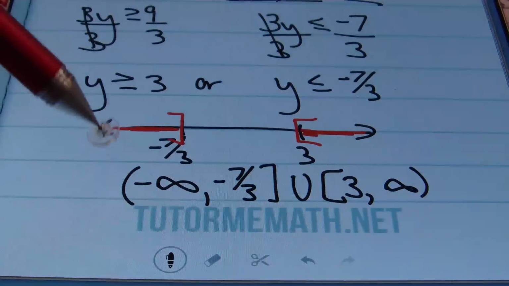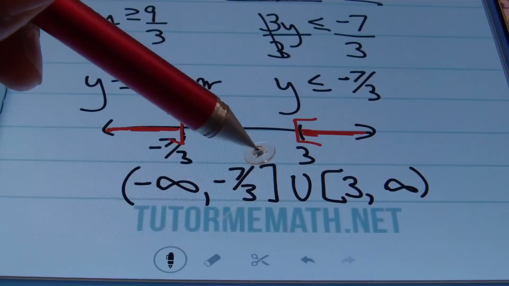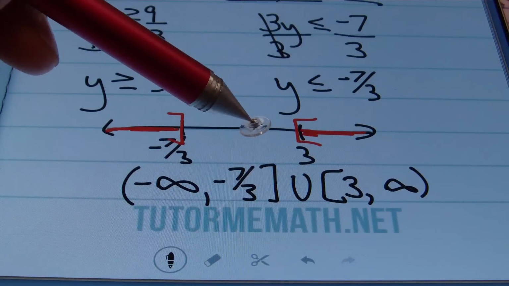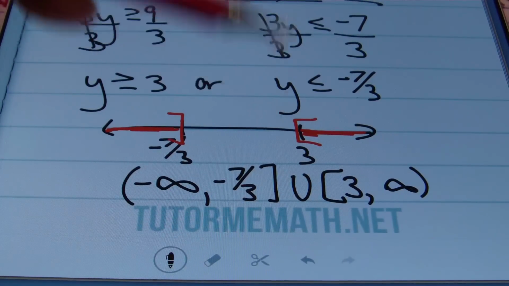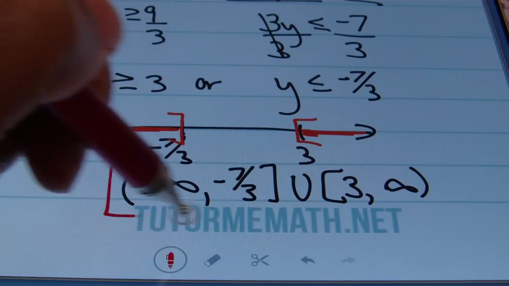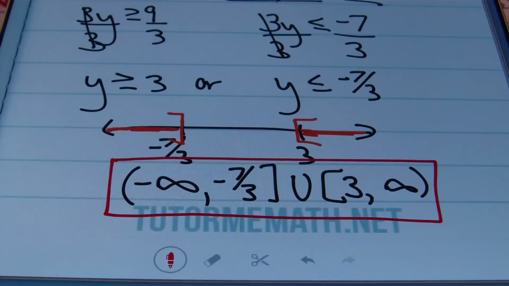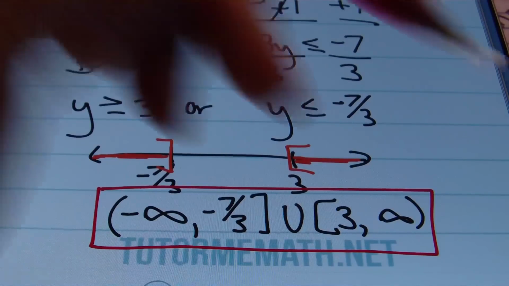Keep in mind that when you're dealing with infinities, you must use parentheses. And depending on your inequality symbol, whether you have less than or equal to or greater than or equal to, that's when you'll use brackets at those critical values. Okay, so that's the answer. Let's red box it. So I got my box working for me right there. All right, that's problem number 3, ladies and gentlemen. Let's move on to the next one.